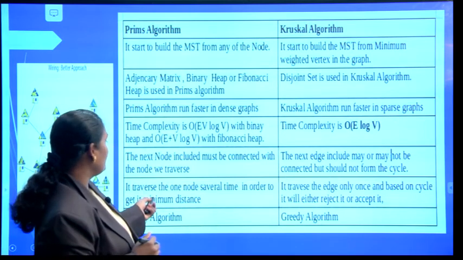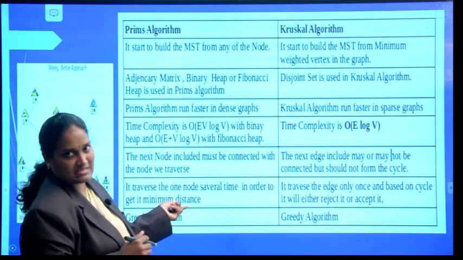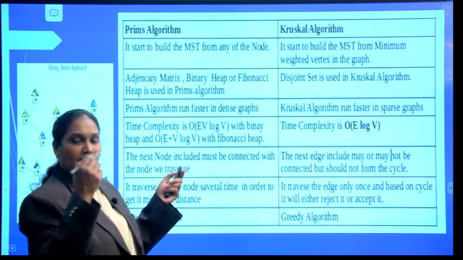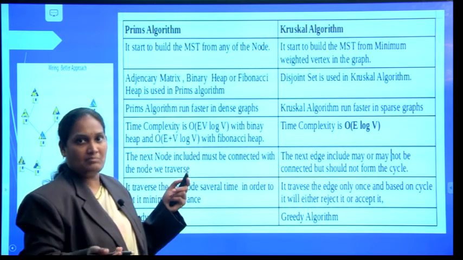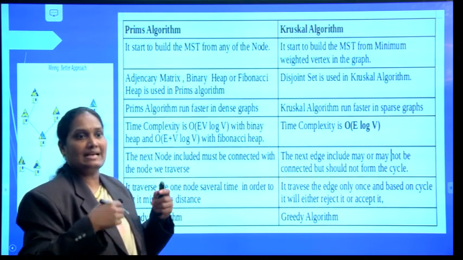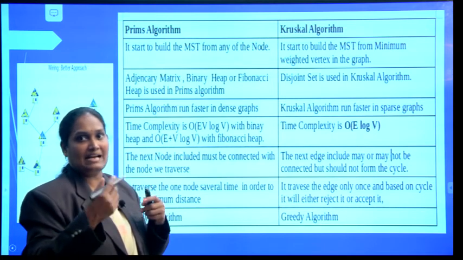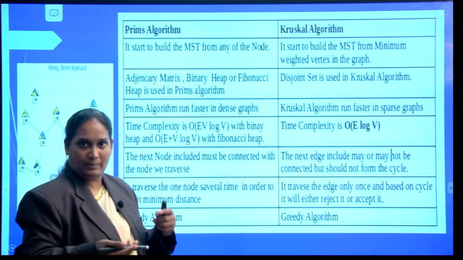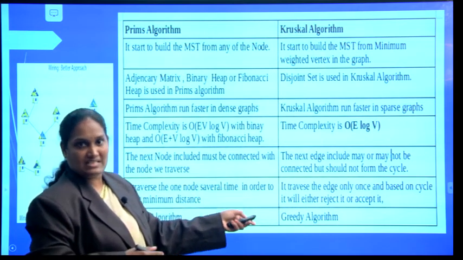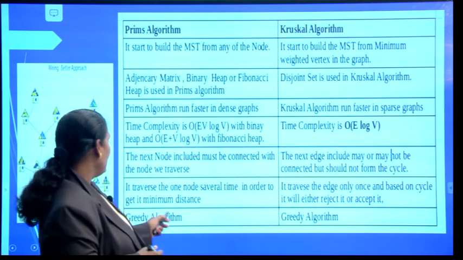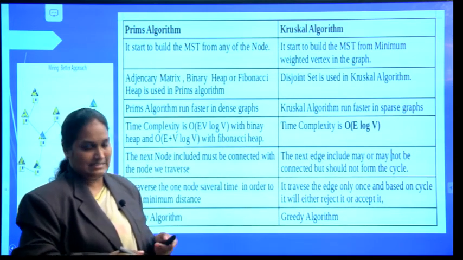Prim's traverses one node several times in order to get the minimum distance edge. That is, for finding the next minimum cost edge, we need to consider a node many times. Every vertex is traversed many times in case of Prim's, but in case of Kruskal's, we traverse every vertex only once, and it is a greedy algorithm. Kruskal's is also a greedy algorithm.